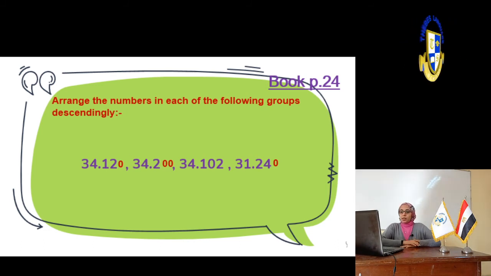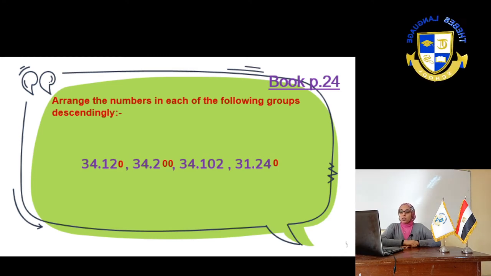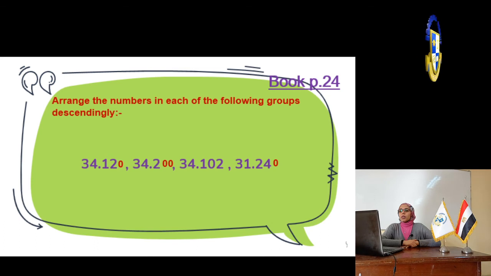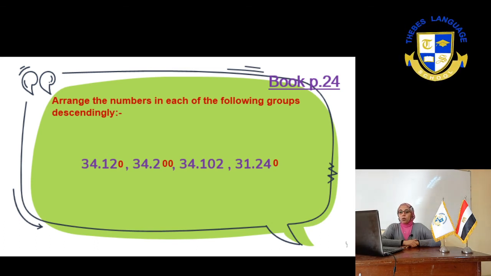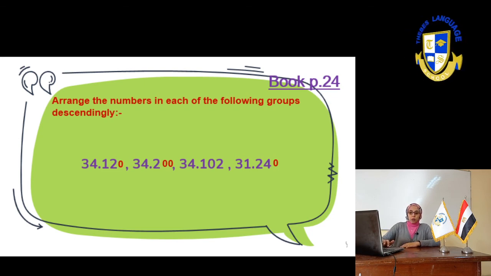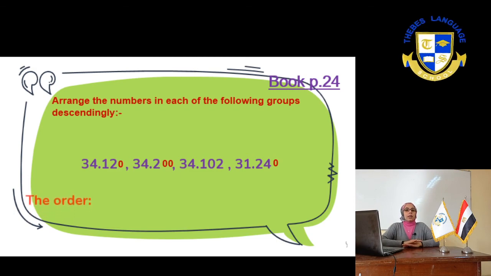Put 0 beside 12 and 2 zeros beside 2. Now, which is the bigger one? 120 or 200 or 102? The bigger one is 200. So, the first number I must write is 34.2, then 34.12, then 34.102, and the smallest one is 31.24. This is our lesson today.